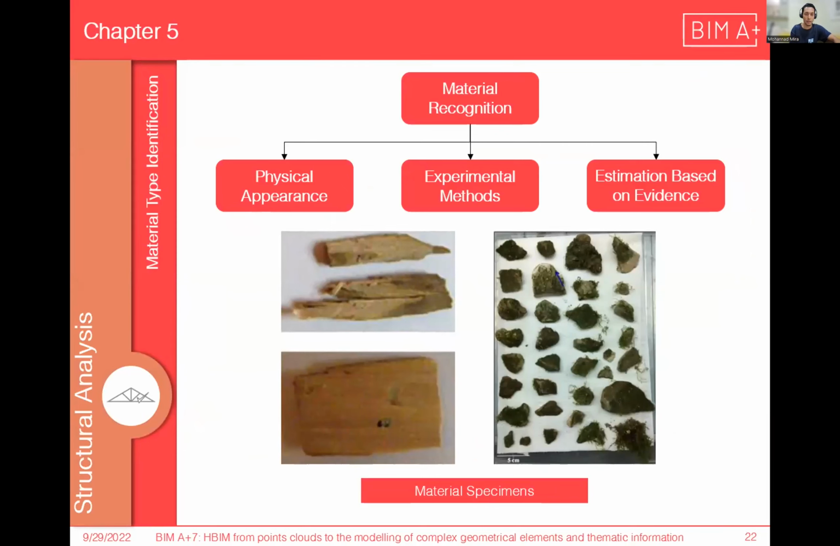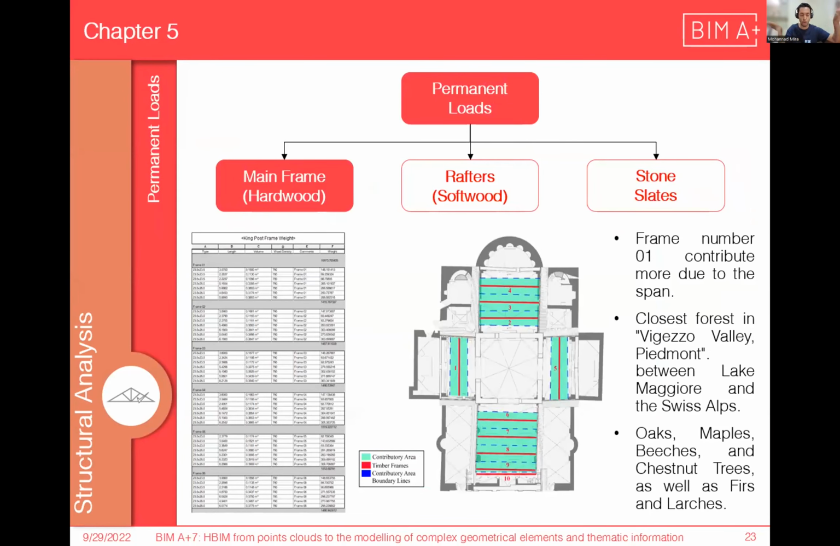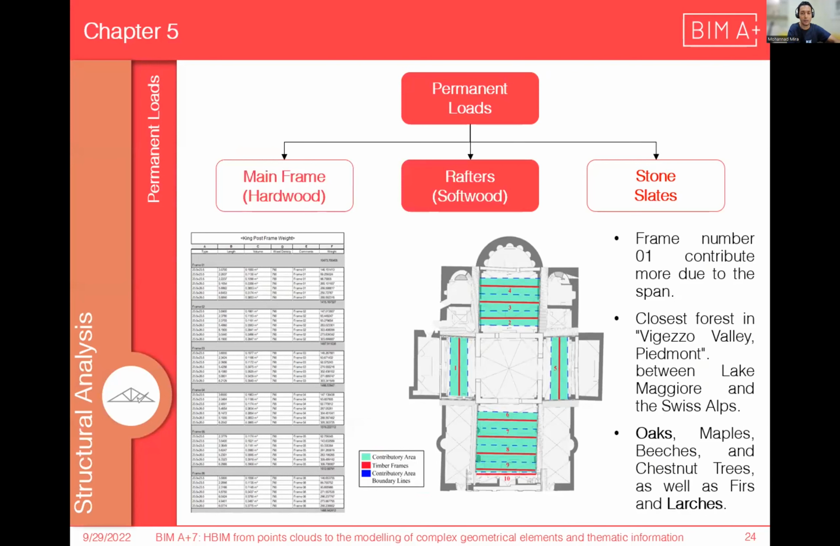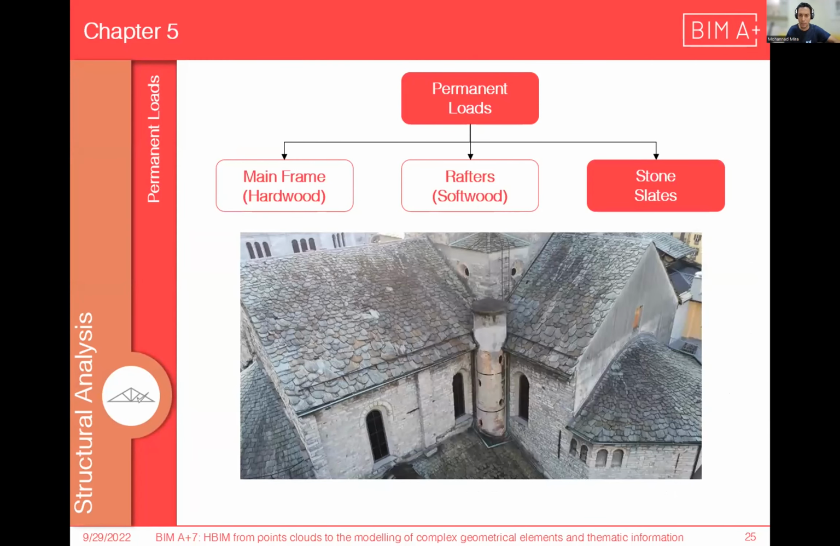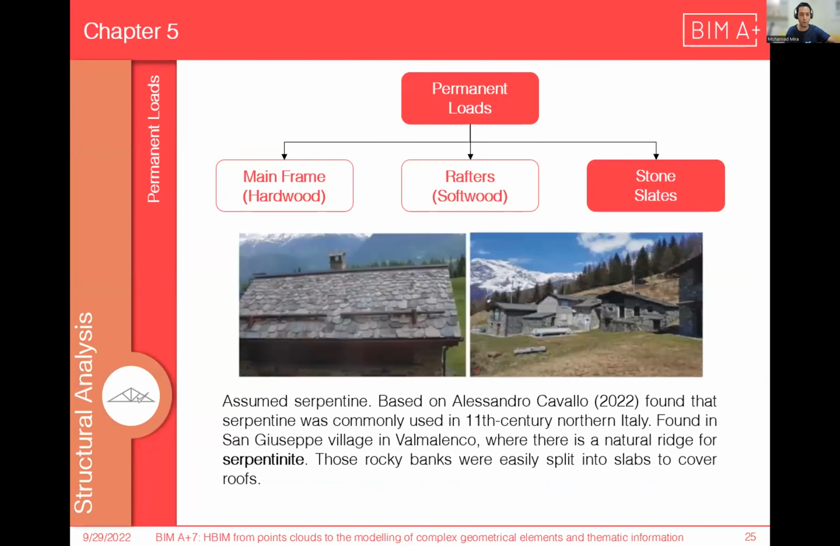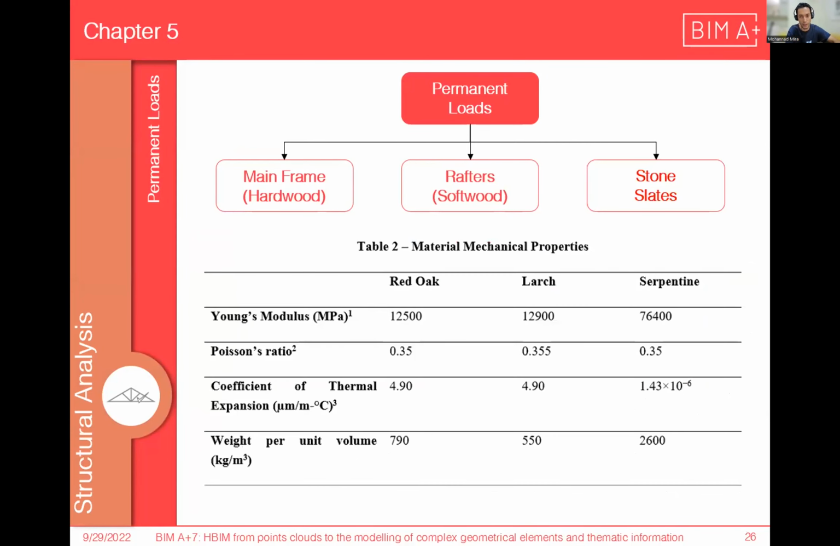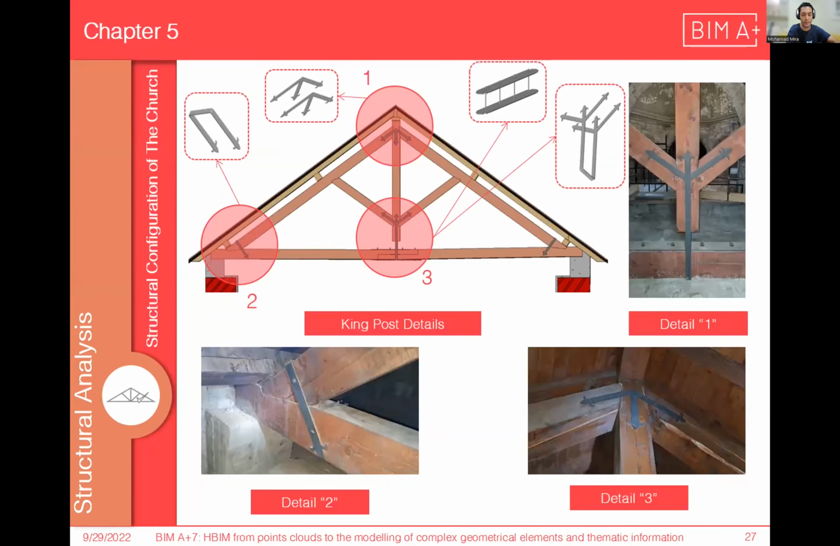Of course, I needed to have some material recognition for the material used inside the model. So I made some investigation about this material, and by geographical location, I found the material to be oaks and larches, and of course for the stone, through some research also, I found this stone called serpentine, which was used for the roof stone slates. Of course, I got the mechanical properties for it afterwards, and then you have the metal details for these brackets for this frame as well.